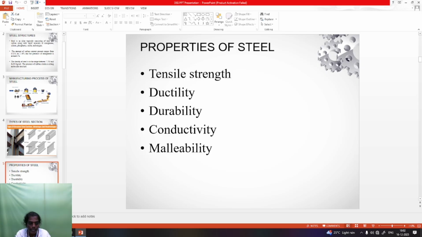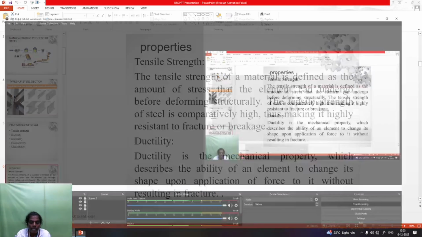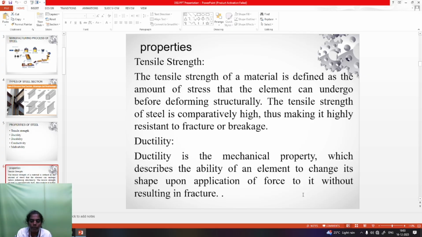So next is ductility, but first is tensile strength. Tensile strength is the amount of stress a material can undergo before deforming structurally. If tensile strength is very high, it is highly resistant to fracture. So the main thing is tensile strength. For example, a plate of Fe 410 has a strength of 410 Newton per mm square. The bolt also has tensile strength. The bolt and plate are connected to the member, the section going into the steel structure. The bolt also has grades 4.6, 4.8. This is in your IS 800 code book, where you take the value of fub.